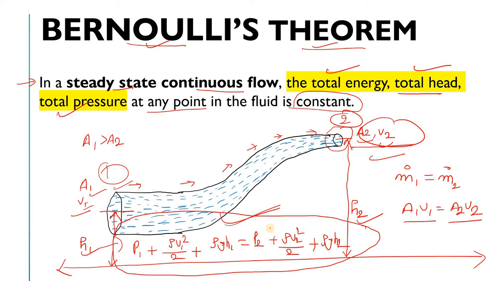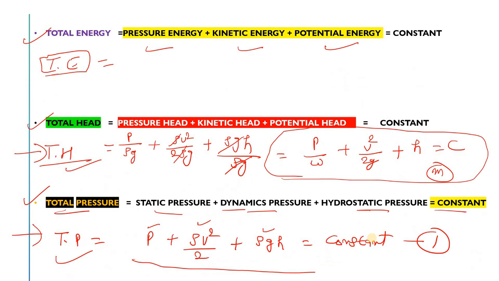Now here is one more thing. If it is constant, then what will happen? If one term increases, simply the other term should decrease. That's why after that only it will be constant. Are you getting my points? We will also discuss it later. Please do not be confused about it.